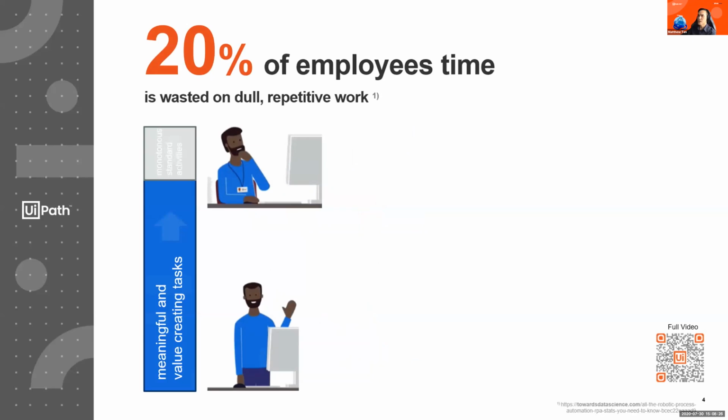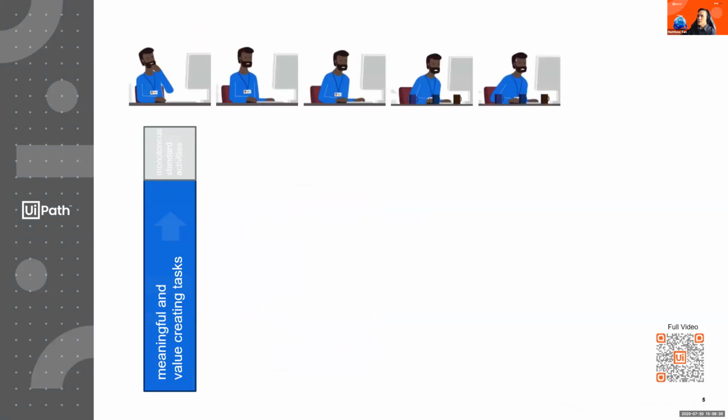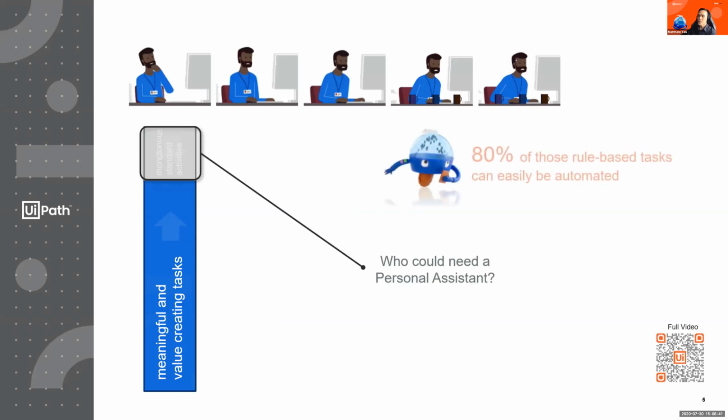Unfortunately, 20% of our time is wasted again on all these dull, repetitive work. So what we hope to achieve is for those monotonous, repetitive activities that you could have a personal assistant running on your computer that helps you automate a large majority of those, again, manual, repetitive, boring things, especially when it comes to, let's say, data encoding, right?